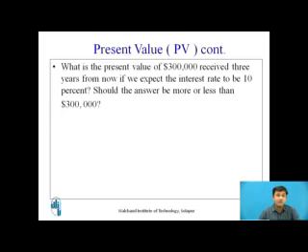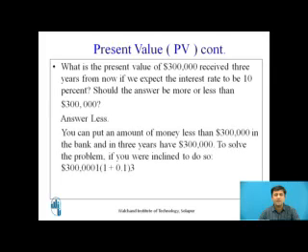Meaning 3 years from now, let us say this is 2022, and in 2025 if you want to receive $300,000, whether the value will be less or more than $300,000, considering the rate of interest to be 10%. And the answer definitely, as I told you, is that the present value in this case will be less. Simple example: you can put an amount of money less than $300,000 in the bank, and in 3 years you have $300,000.